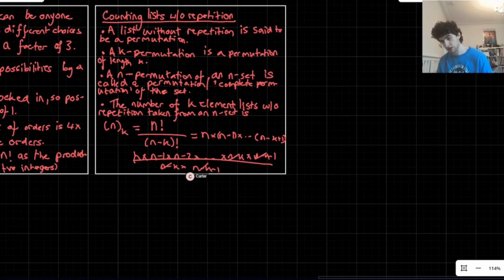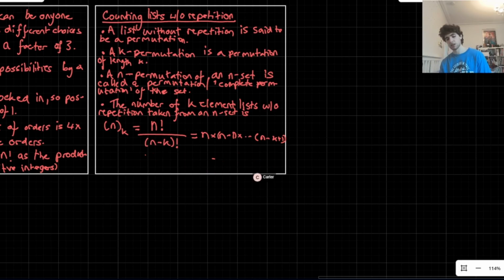So this cancels out, right? Everything after that will cancel out. And so the last thing that won't cancel out is n minus k plus 1. And you'll effectively just get a product, n times n minus 1 times n minus 2 all the way down to n minus k plus 1. That is the number of k element lists without repetition taken from an n set.